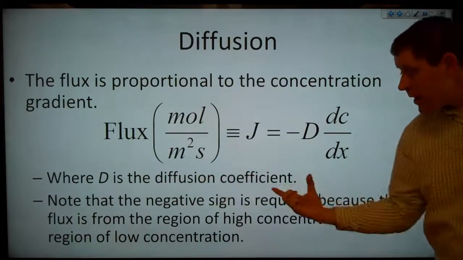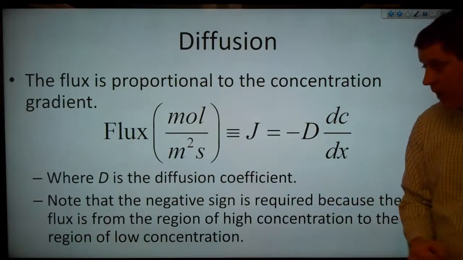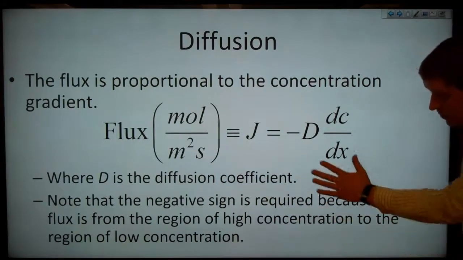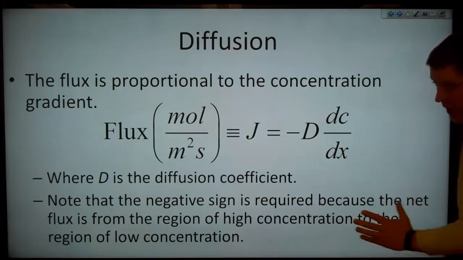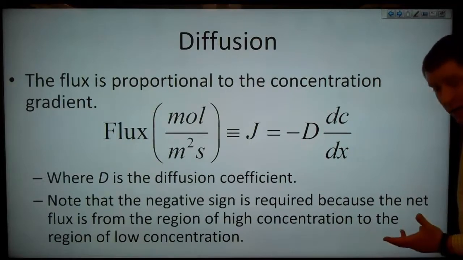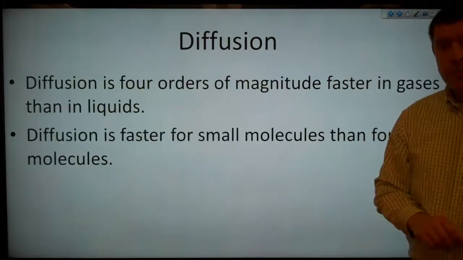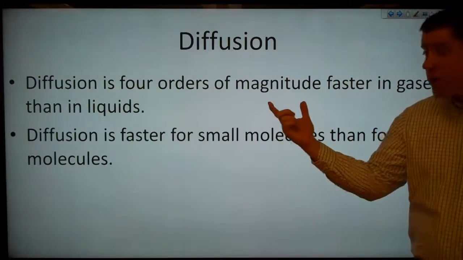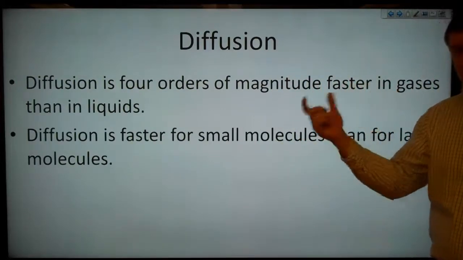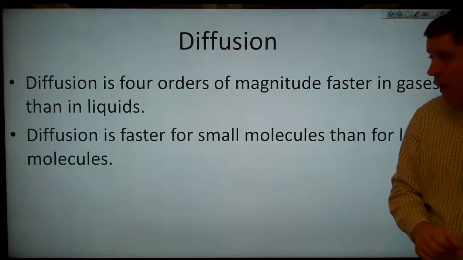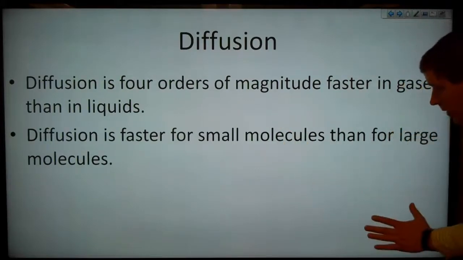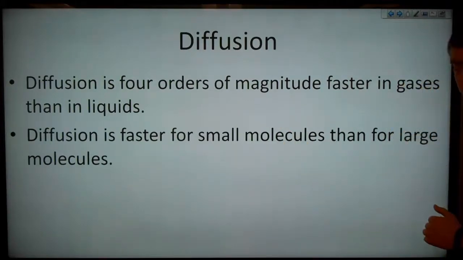Again, D here is our diffusion coefficient, and note that the negative sign there is required because the net flow is from the region of high concentration to the region of low concentration. Now, diffusion is 4 orders of magnitude faster in gases than it is in liquids. And diffusion is faster for smaller molecules than for larger molecules.